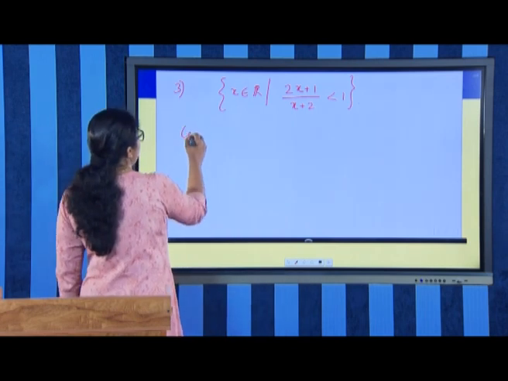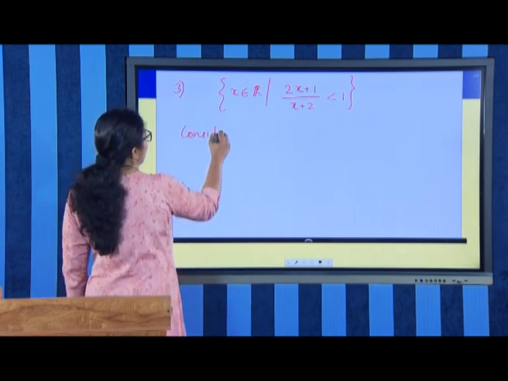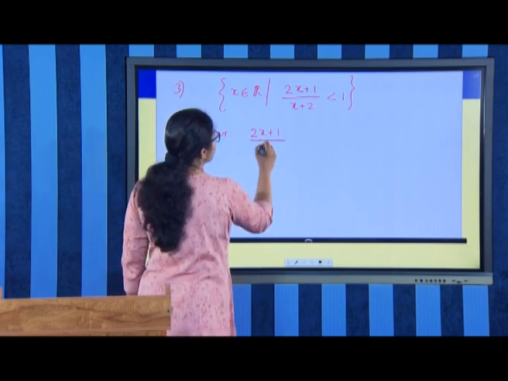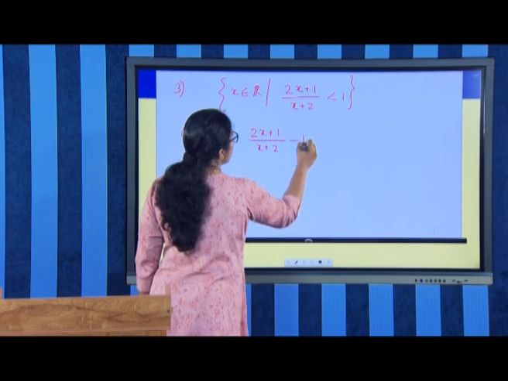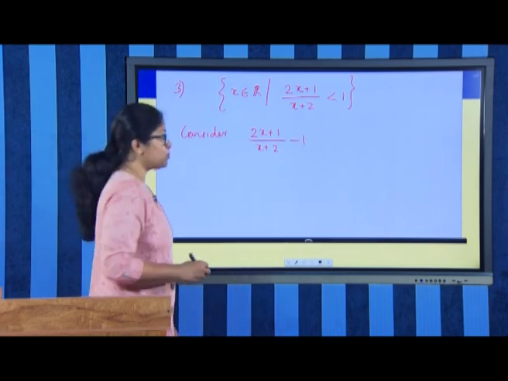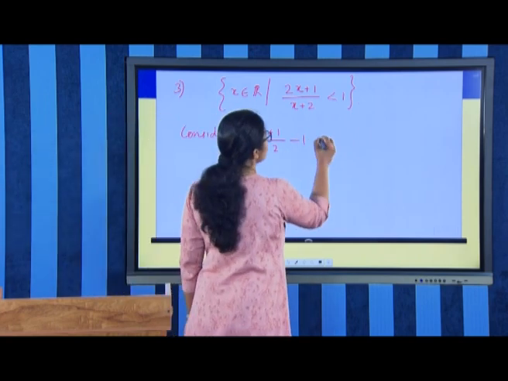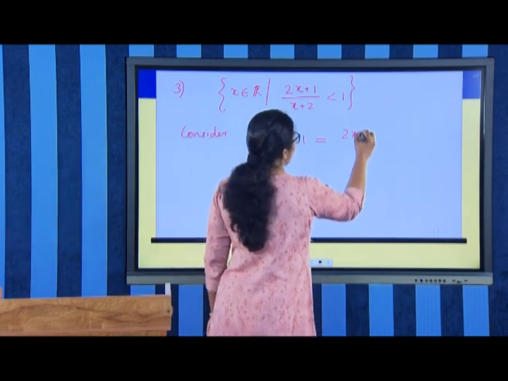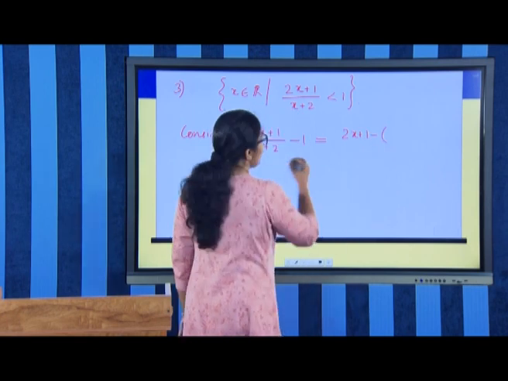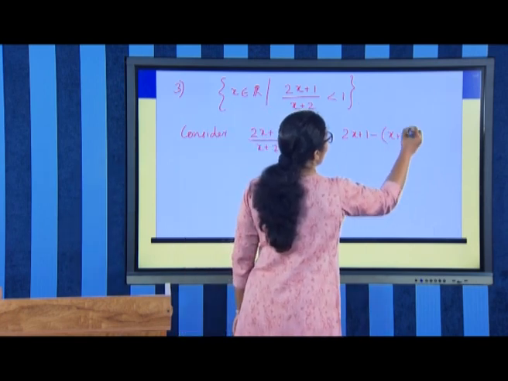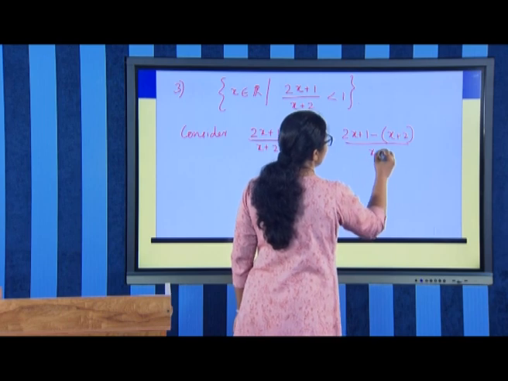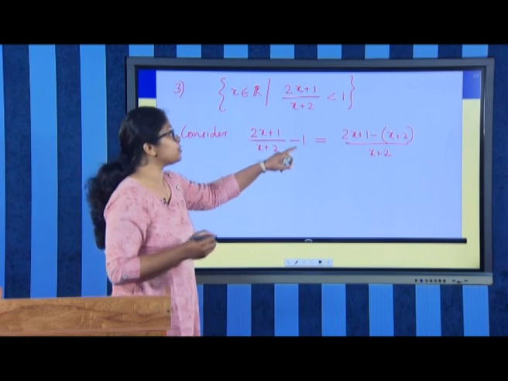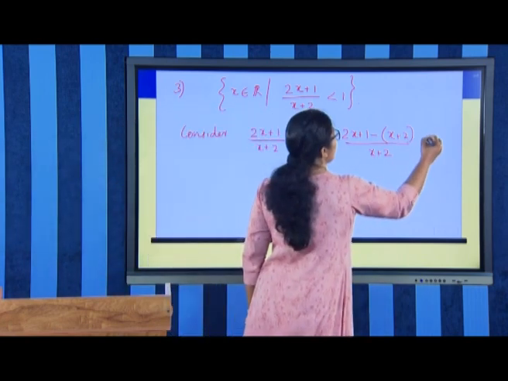So, consider (2x plus 1) upon (x plus 2) minus 1. Taking the LCM and solving it, what we get is (2x plus 1 minus (x plus 2)) by (x plus 2), and this is required to be less than 0 in order to satisfy this inequality.